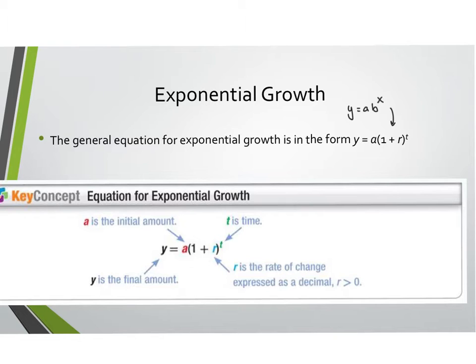When you come down here, these letters all mean something. So A is the initial amount. Before anything can grow really rapidly, it had to start out as something. Then you have plus 1. R is the rate of change expressed as a decimal. So how fast is it growing? T is time, and then Y is our final amount.